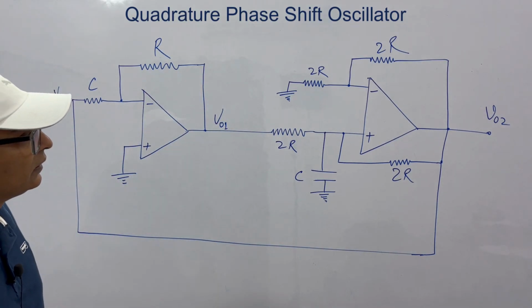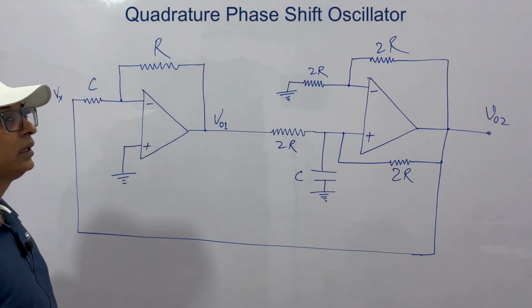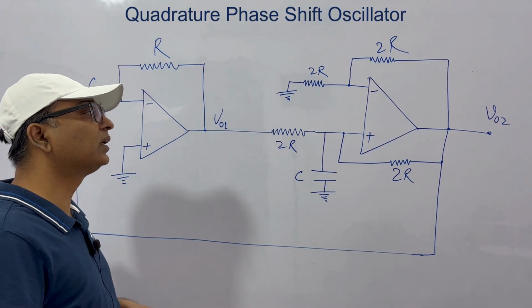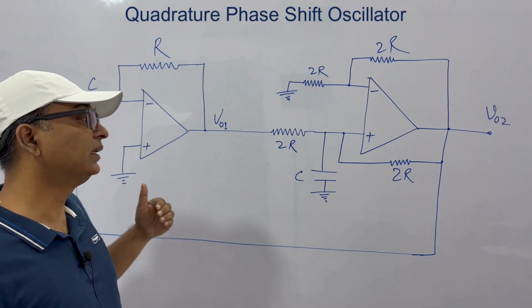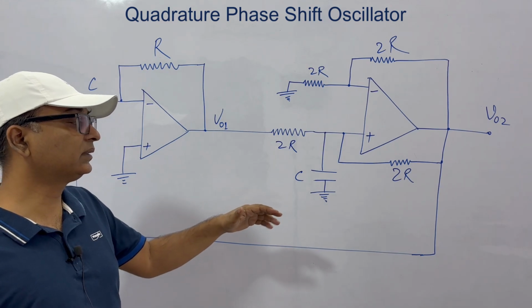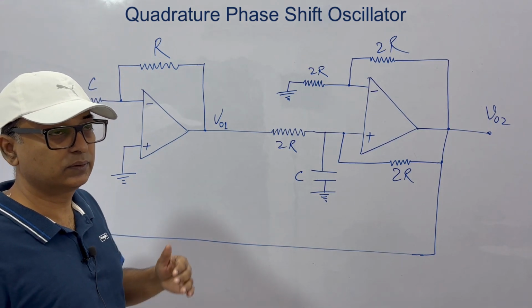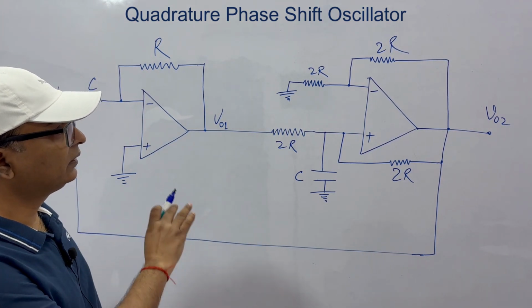See this circuit. This is called a quadrature oscillator or a quadrature phase shift oscillator. This is also a type of phase shift oscillator that does not require an RC network in the feedback. See, now let's understand it.